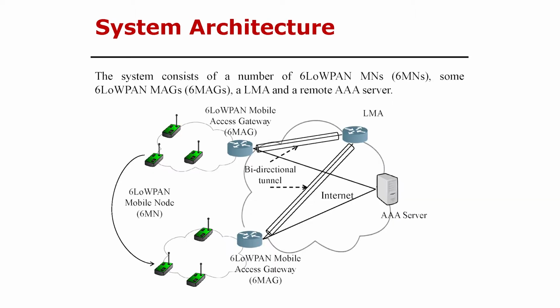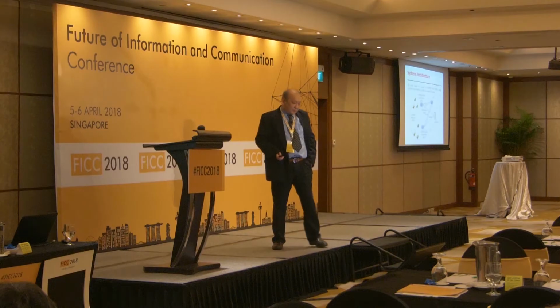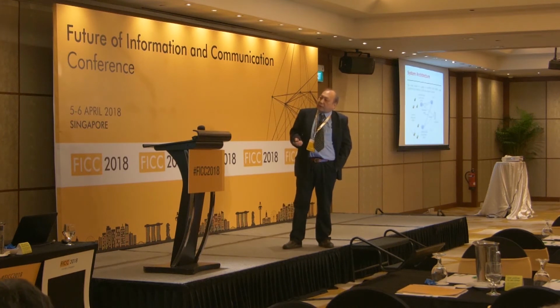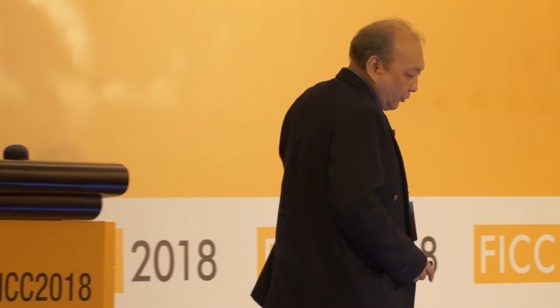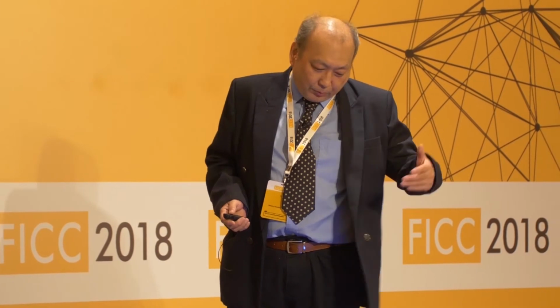This is the system architecture we have built, which consists of 6LoWPAN mobile nodes and also MAGs, which we call 6LoWPAN MAGs. The local mobility anchor is still there, the same as in the previous network, and the AA server serves as a third-party authenticator. Those are the explanations of each of the components inside the network we have built.